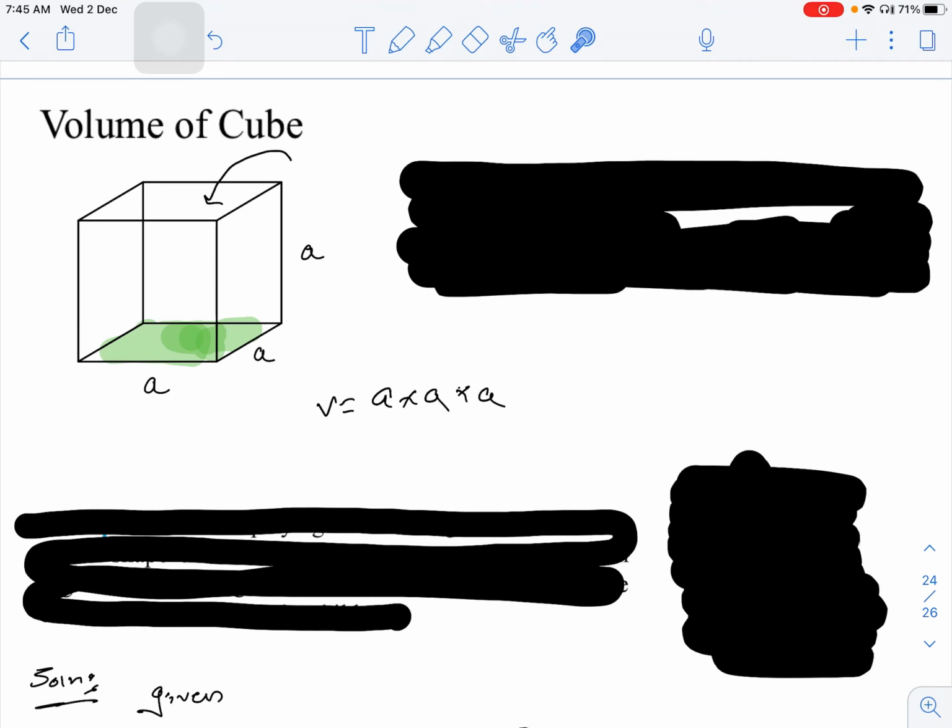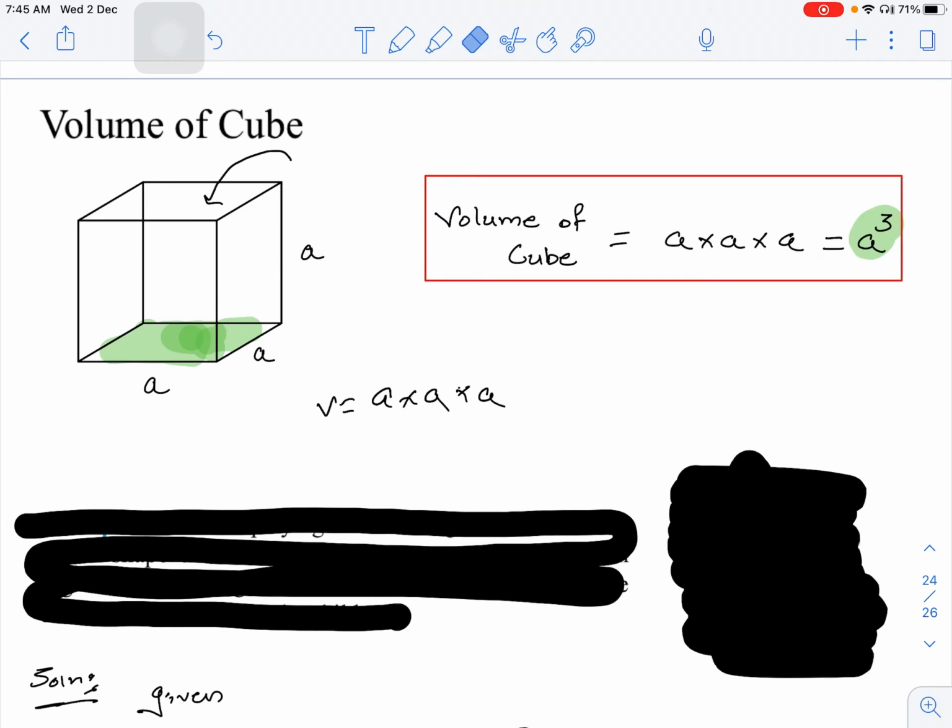So the formula is volume of a cube equals A into A into A, that equals A cube, or in other words we can say edge cube. Edge means whatever value is given for one of the side edges. Now let us solve one example based on this one.